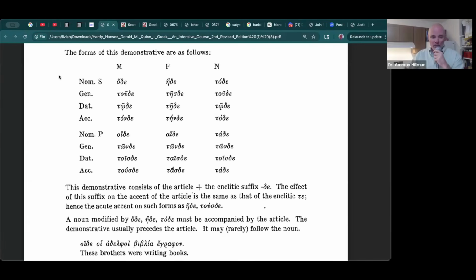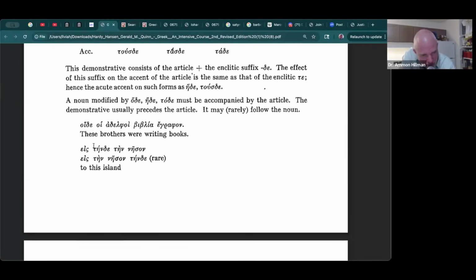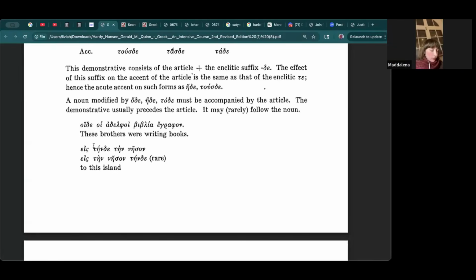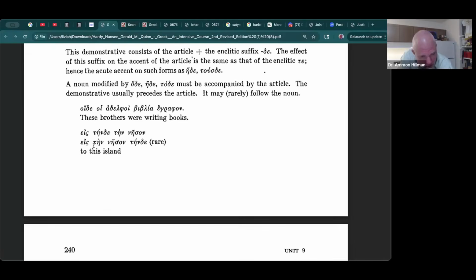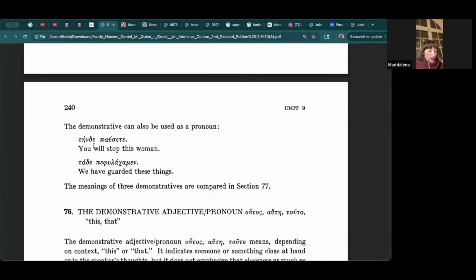You got to get used to using the system. And they'll tell you, just look at the Greek examples below that. Hoi de hoi adelphoi. These brothers, right? These brothers did something, right? Tende ten nheson, to this island, right? You get it?